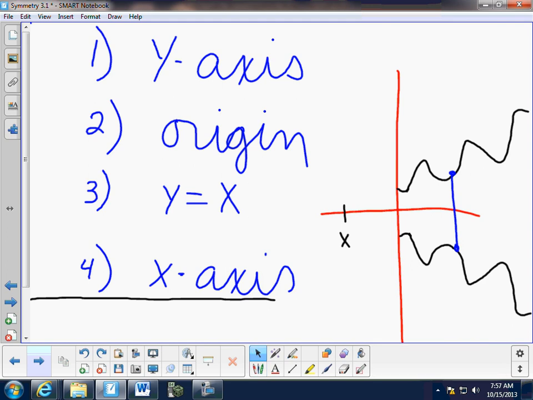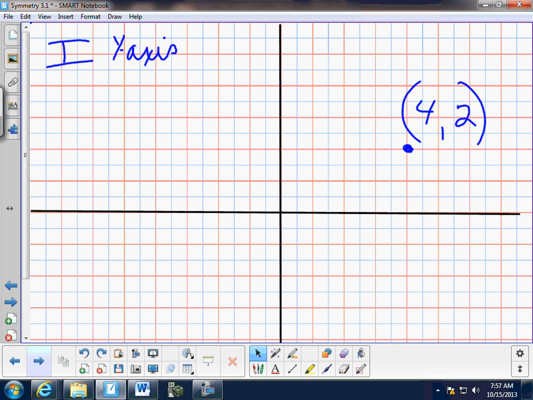Now that's kind of the intuitive part. Now we're going to do the nuts and bolts parts. How do we get to that mathematically? How do I show, determine, figure out if something is symmetric? So let's start with something real simple. We're going to start with the y-axis.